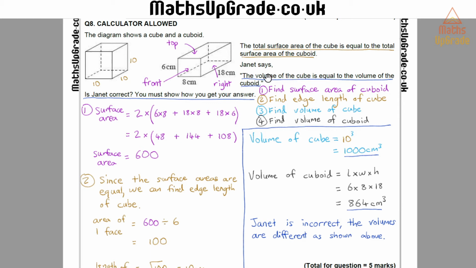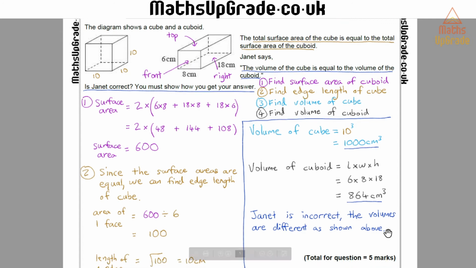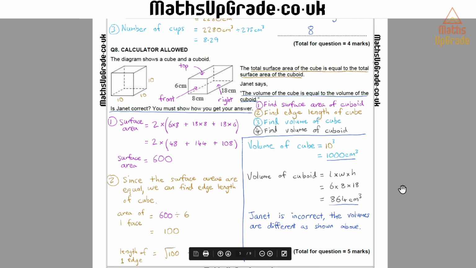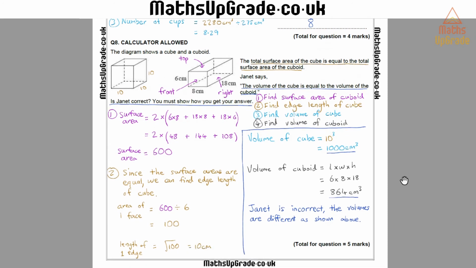So now we can see whether Janet is correct or not. She stated that the volume of both of them are equal. Here's the volume of the cube, here's the volume of the cuboid, and we can see that they're different. So she's incorrect, the volumes are different as shown above. That whole question is worth 5 marks. Again, if you're not sure how to find surface area, be sure to look at my video clip on my channel.